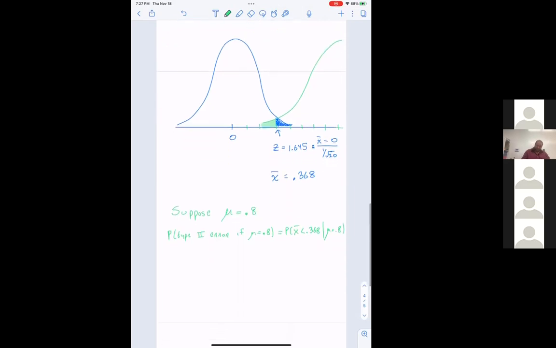So how do I compute this? Well, I can subtract the mean, which is 0.8, and divide by the standard deviation, the standard error. And I get less than 0.368 minus 0.8 divided by 1 over root 20. Of course, this is still assuming that mu is equal to 0.8, which gives me the probability that z is less than negative 1.933. And I then go to my calculator and I compute it, and it gives me about 0.0266.